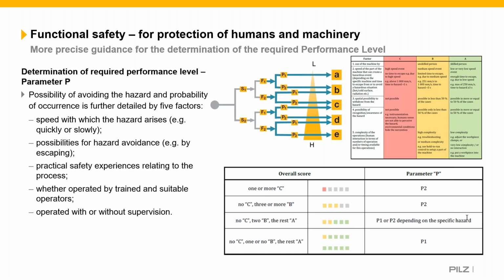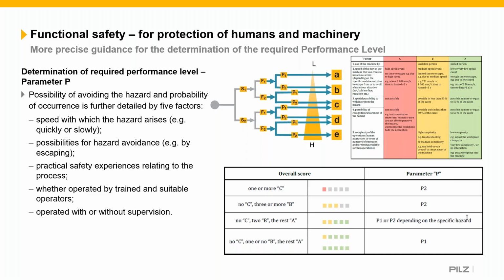And then we've got A, B, and C. So these different factors. Is the machine used by an unskilled or a skilled person? Is the hazard high speed, medium, or low? And then there's a bit more guidance given to that. Spatial ability to avoid the hazard, not possible, possible, and we go through it. But there's more and more parts there which you can read in detail.